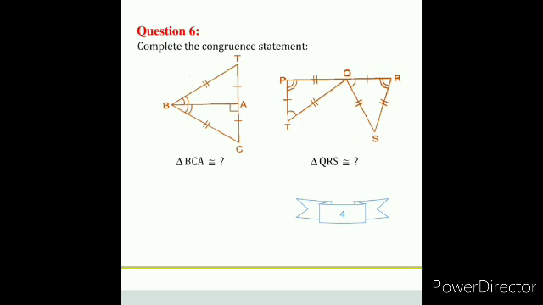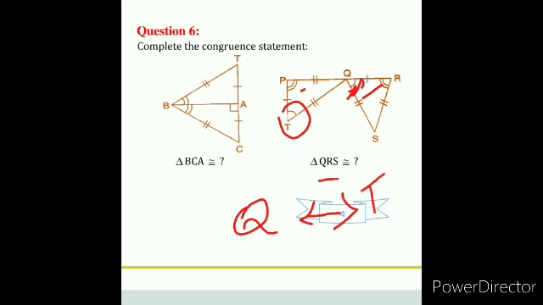Next one, here QRS is the triangle. Now how to write this triangle name? Q corresponds to T; at Q, how is the angle marked? Using one arc, similarly here at T. Next, R. How is R marked? With an angle sign like this. R's corresponding part is P.